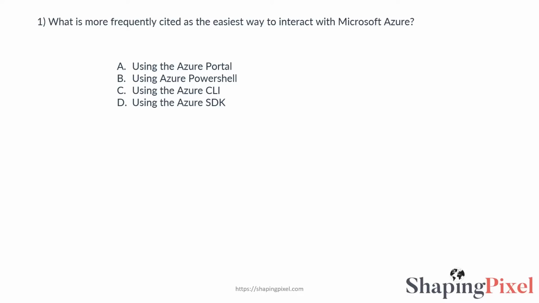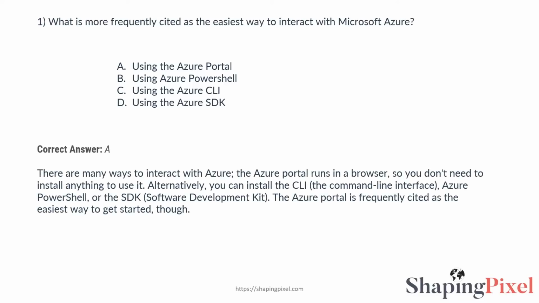So the right answer here is option A, using the Azure portal. There are many ways to interact with Azure. The Azure portal runs in a browser, so you don't need to install anything to use it. Alternatively, you can install the CLI, the command line interface, Azure PowerShell, or the SDK, Software Development Kit. The Azure portal is frequently cited as the easiest way to get started, though.